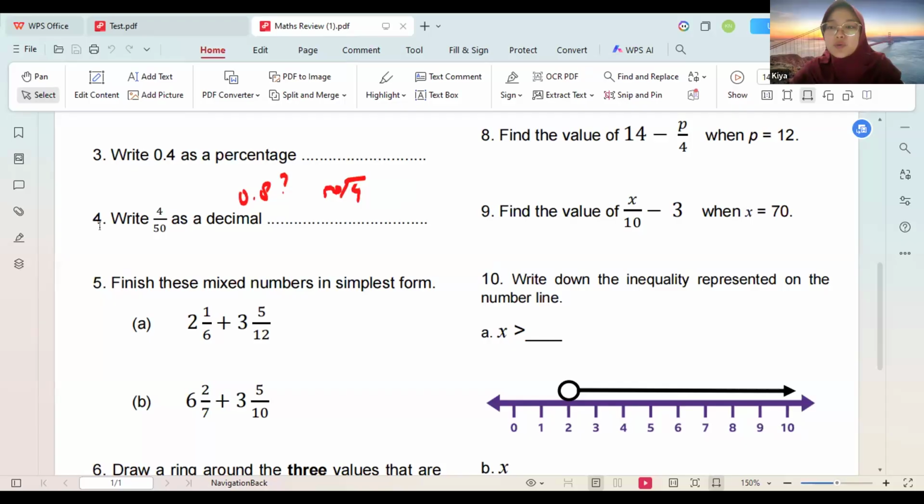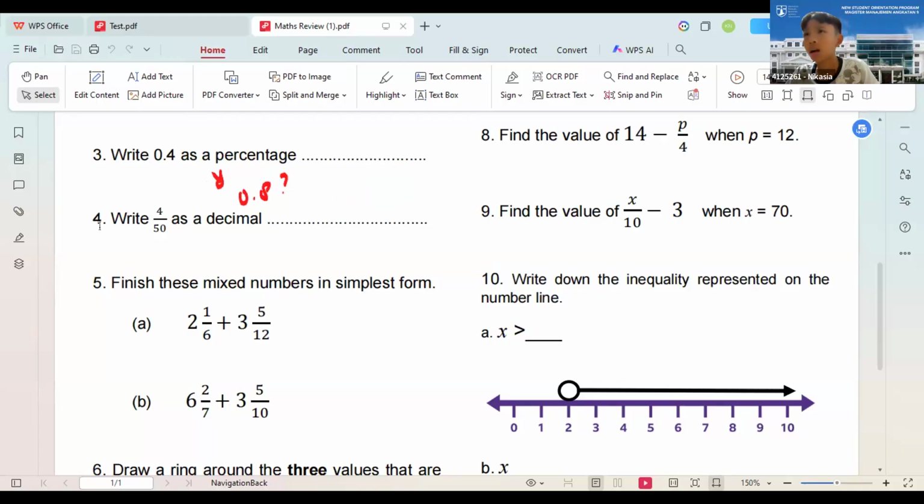I think you need to recheck again. Is that correct? Is the answer 0.8 or not? Okay. How did you solve this? Can you show me on the screen? It's hard to show it. Can you just write on the screen there? Okay.